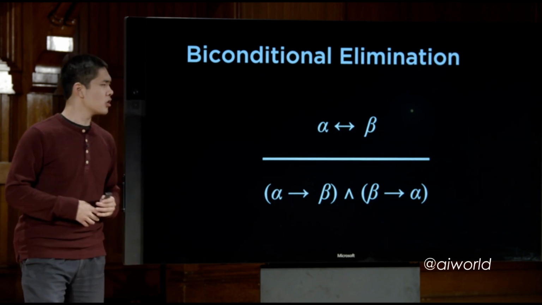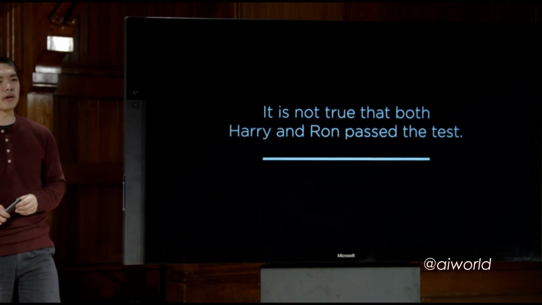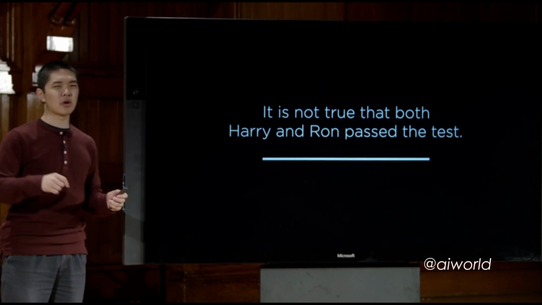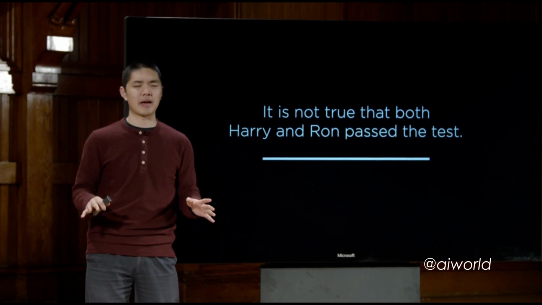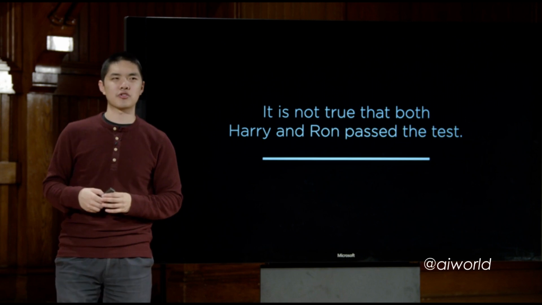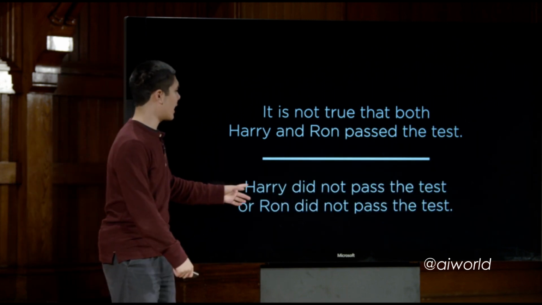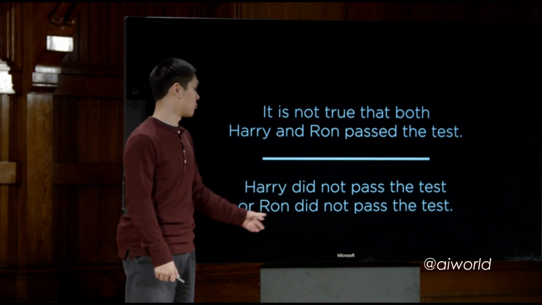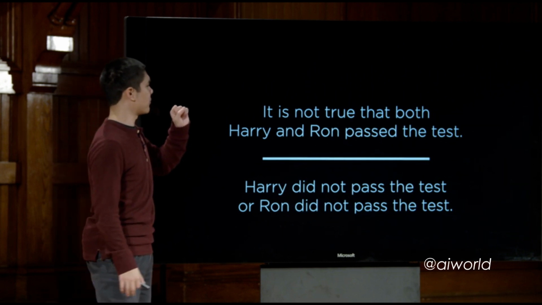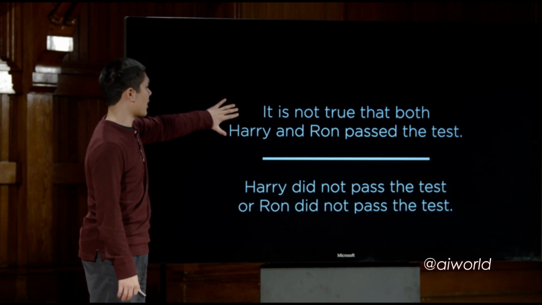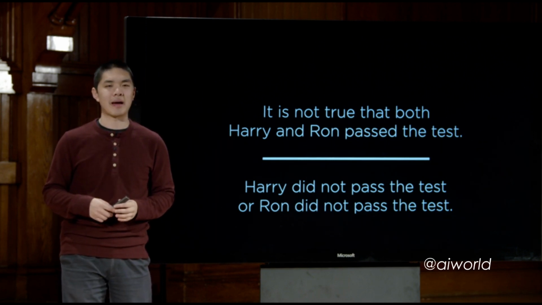Another example would be something like this. It is not true that both Harry and Ron passed the test. Well, all right, how do we translate that? What does that mean? Well, if it is not true that both of them passed the test, then the reasonable conclusion we might draw is that at least one of them didn't pass the test. So the conclusion is either Harry did not pass the test or Ron did not pass the test, or both. This is not an exclusive or. But if it is not true that both Harry and Ron passed the test, then either Harry didn't pass the test or Ron didn't pass the test.